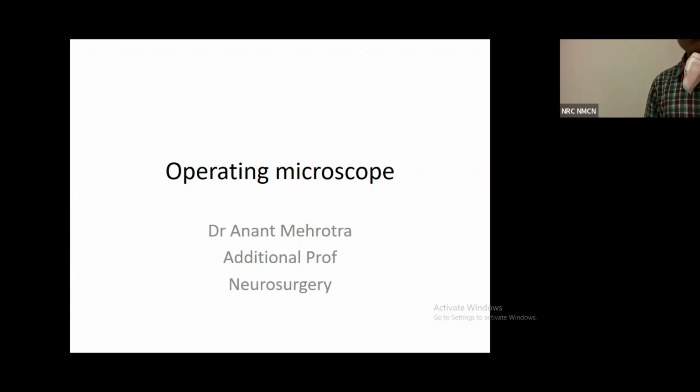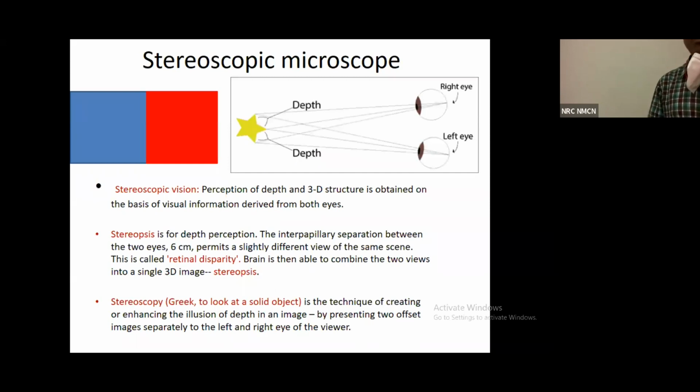But I would just be talking about the basics of operating microscopes and more about the physics of it. So all the microscopes that we work on have stereoscopic vision. Now, what is stereoscopic vision? All of us know what stereopsis is. It is primarily when we look at anything. Say for instance, you are looking at me, or you are looking at the screen.